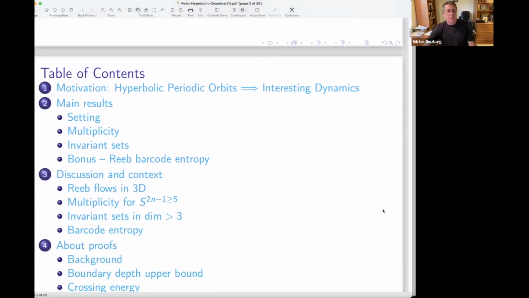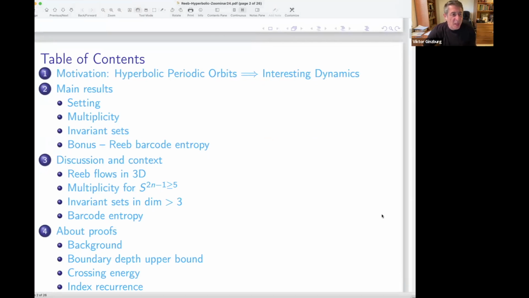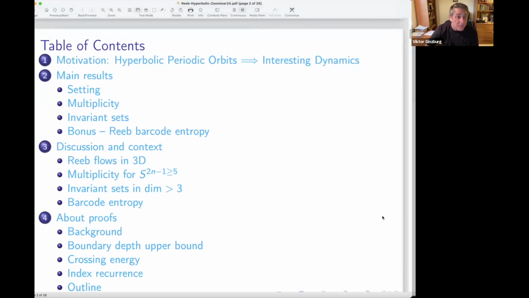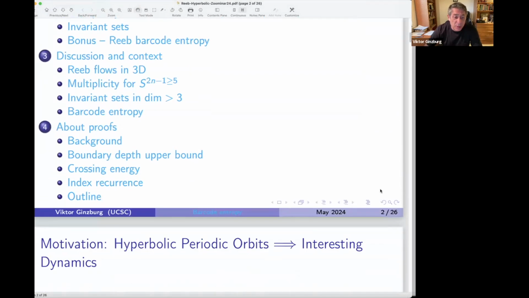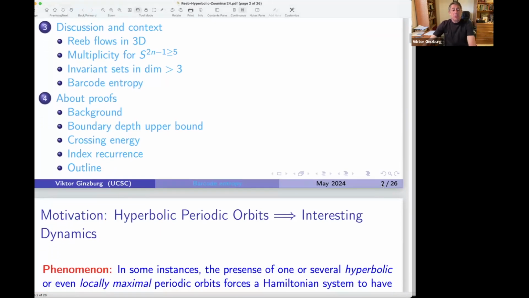Here is the table of contents. I'm going to talk about a peculiar and not particularly new phenomenon. Whenever you have a Hamiltonian system, and whatever that means, a Hamiltonian system, and it has a hyperbolic periodic orbit or several hyperbolic periodic orbits, this usually just by itself, or oftentimes, implies some interesting dynamics.